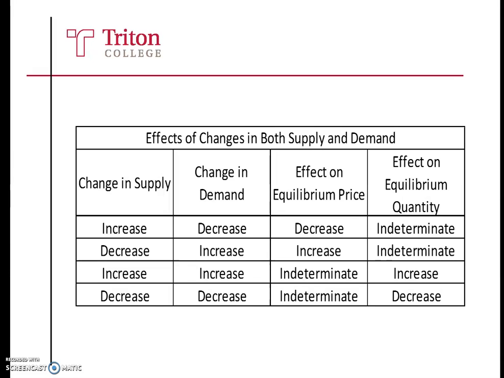Here we have a list of results with the four complex cases. In our story, supply increases while demand increases, so our price equilibrium is undetermined. It could increase, decrease, or stay the same, while quantity equilibrium will always increase. Here we have a list of the four cases.